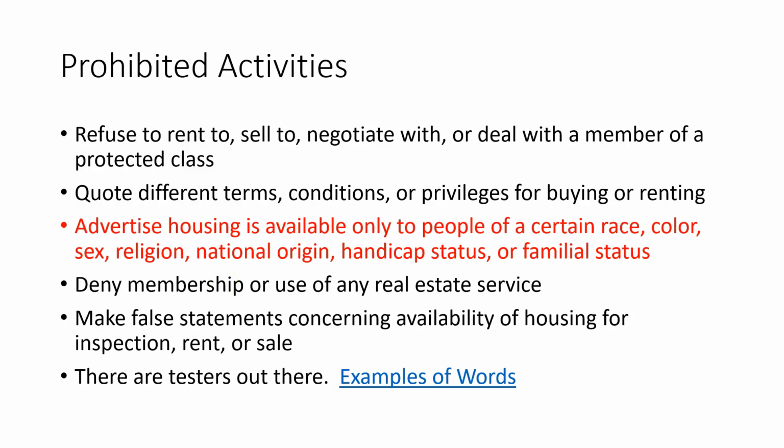So it is against the law to refuse to rent to, sell, negotiate with, or deal with a member of a protected class, or to quote different terms, conditions, or privileges for buying or renting. You cannot advertise housing that is available to only a certain race or color, sex, religion, national origin, handicap status, or familial status. Or you cannot deny membership or the use of any real estate service to a protected class. You cannot make false statements concerning availability for housing, an inspection, rent, or sale.